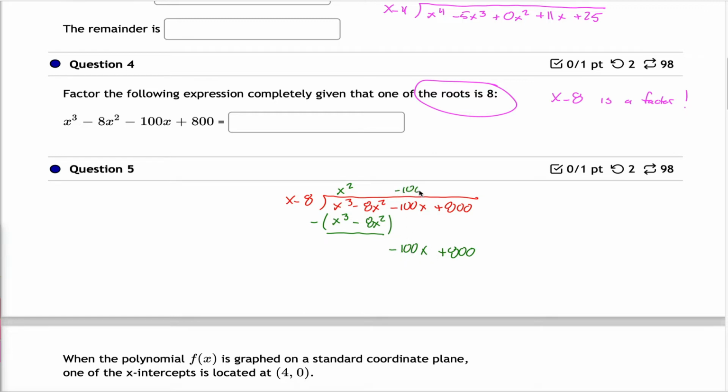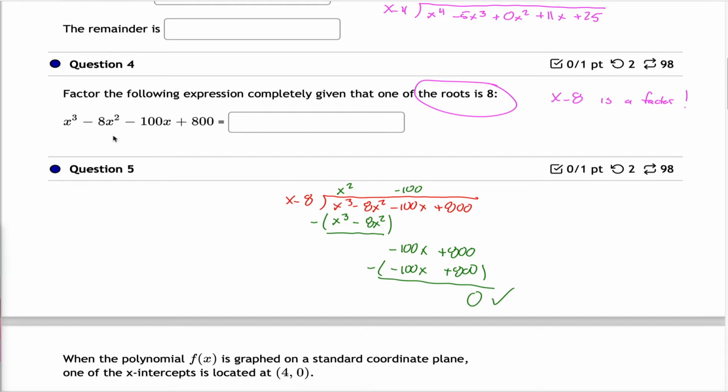Better toss a negative 100 up top. Why? Because negative 100 times x minus 8 is negative 100x plus 800. And then I subtract. Note that negative 100x minus negative 100x is the same as negative 100x plus 100x. So this column goes away. And 800 minus 800 is 0. My remainder is 0. That's a nice check.